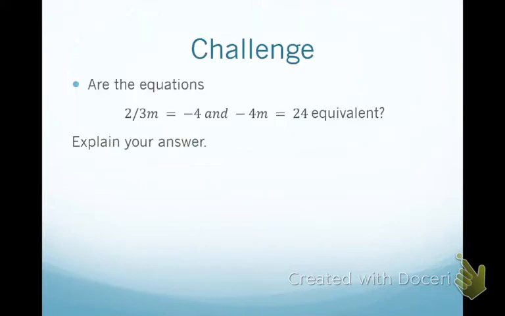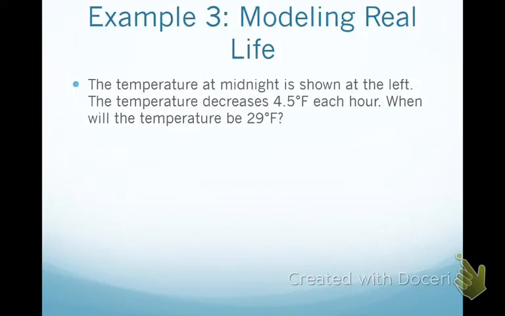All right, last example. Example 3, modeling real life. So I'm just going to tell you, so we don't have to turn in our books, we're running out of time, that at midnight, the temperature is 56 degrees Fahrenheit. It decreases 4.5 degrees each hour. When will the temperature be 29 degrees Fahrenheit?